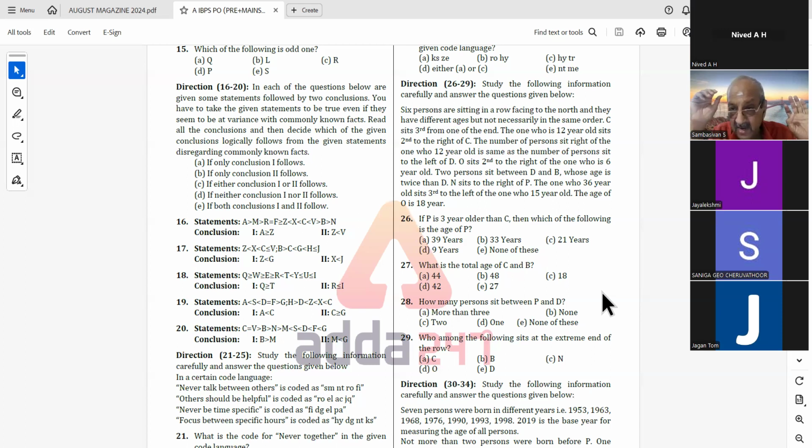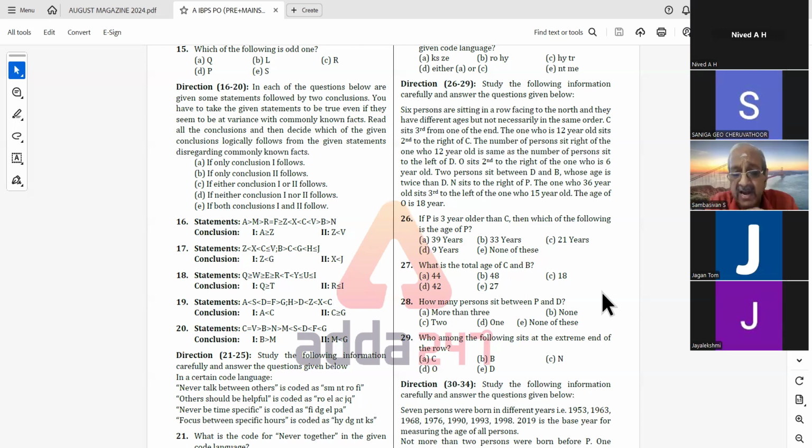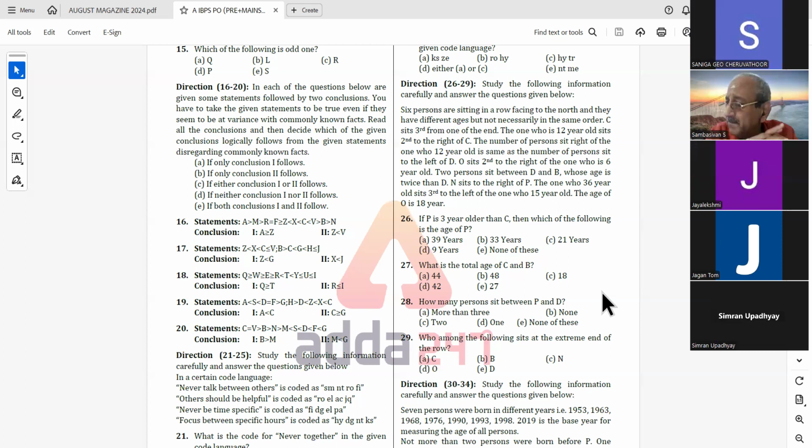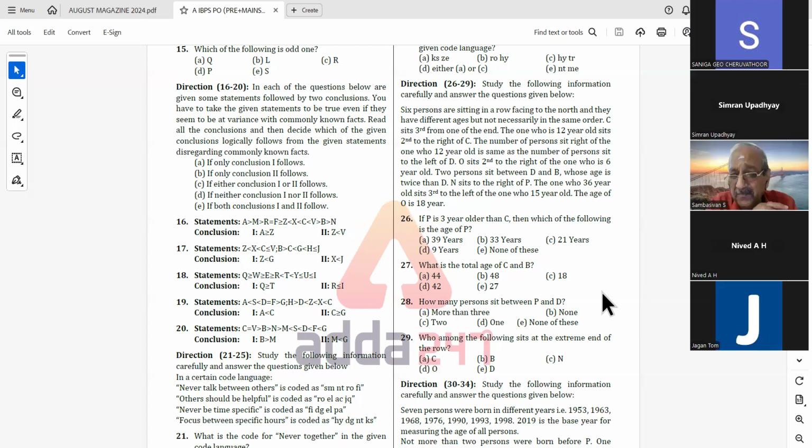Only one person, Nived. Okay, good. Congrats. Nived, you have experience of writing this exam earlier. I have written this exam once. So you have written Federal Bank itself once. Okay, that is no good. Federal Bank writing earlier is no use, because the questions are not very tough as you get in IBPS and SBI. So our Simran has also written correctly.